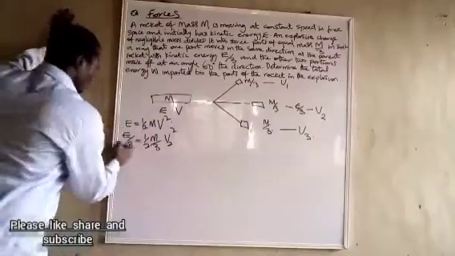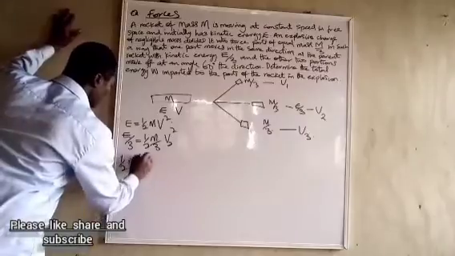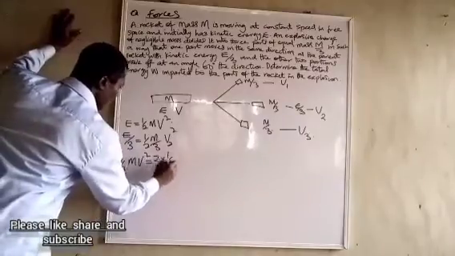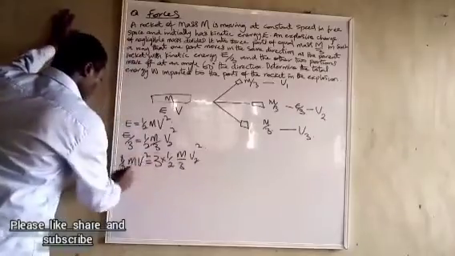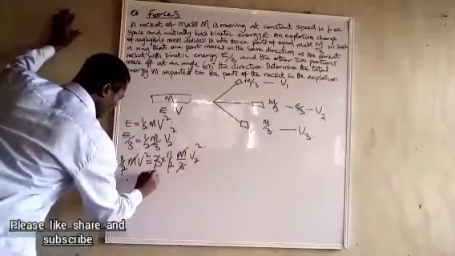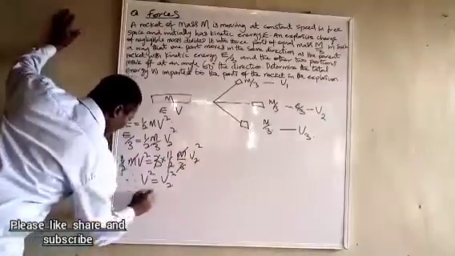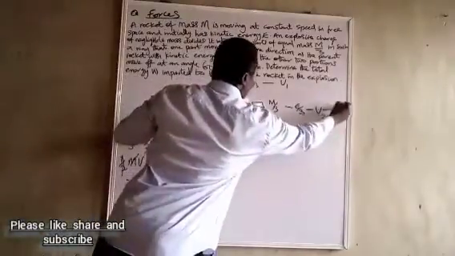Since we know that this one and this one, let's multiply this one by 3. So half m v squared is equal to 3 times half m over 3 v2 squared. You can see, cancel, cancel, cancel. Therefore, v squared is equal to v2 squared. So v is equal to v2. So we can see that the velocity here is equal to the velocity here.